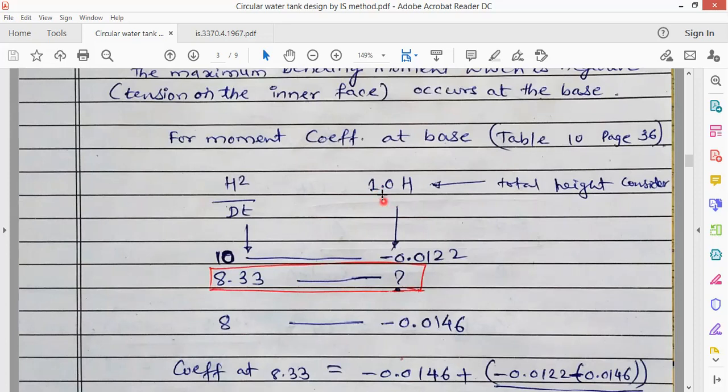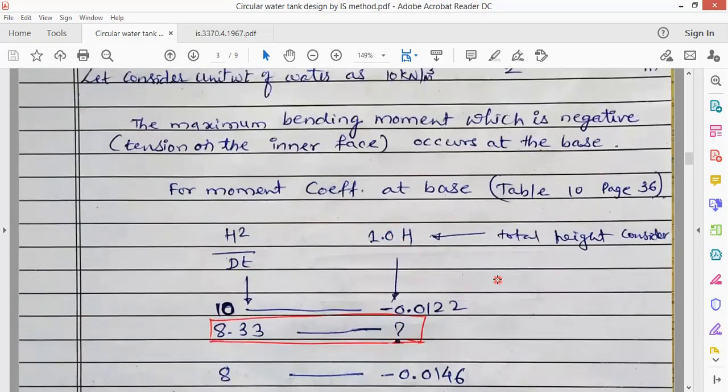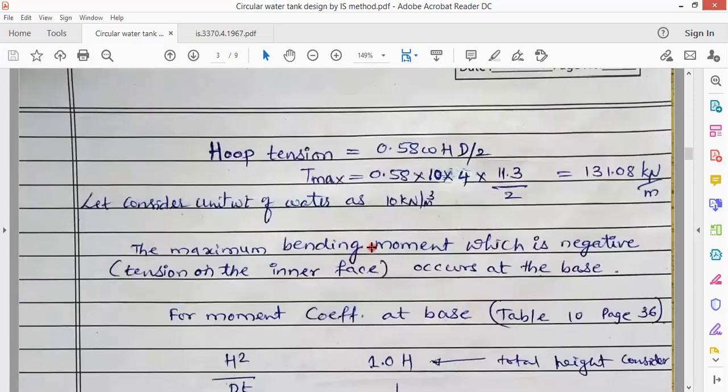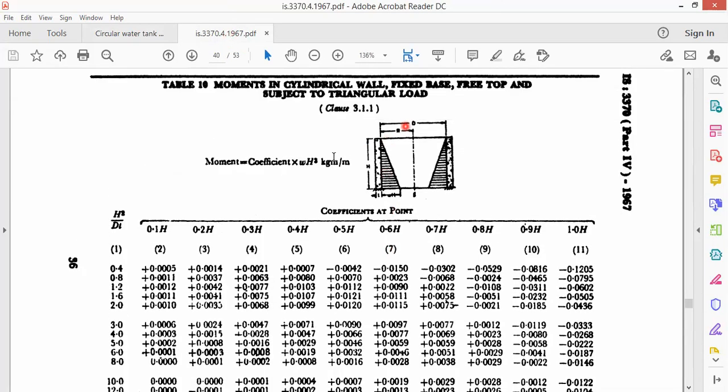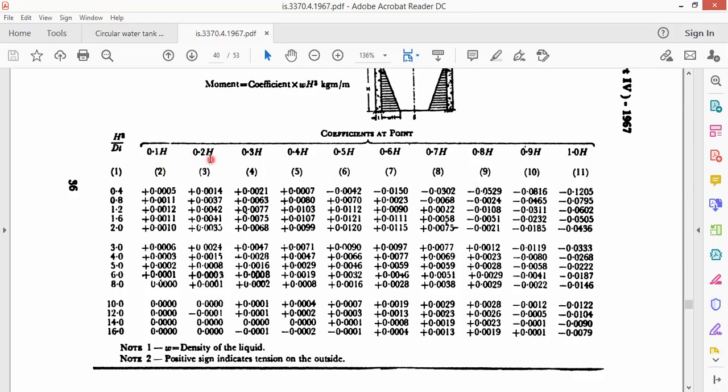I am going to consider here 1h. So the total height for which the moment is considered is 1 height, or h, the total height, right? Do you get what I am telling? From this figure, we are going to consider this total height, then only will I obtain the maximum moment, because it is a triangular load. Triangular load means W into H; the force depends on the height. So if I consider the total height of the water, then only will I obtain the maximum moment, right? So it is 1h, 0.1h, 0.2h, 0.3h.